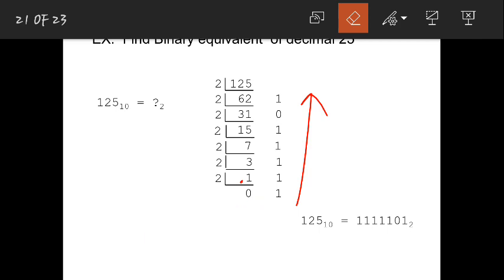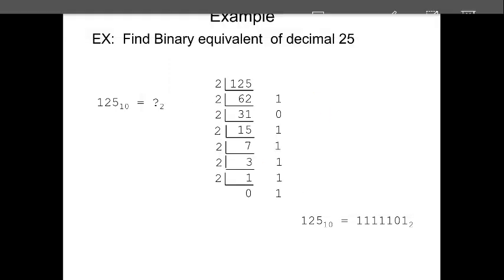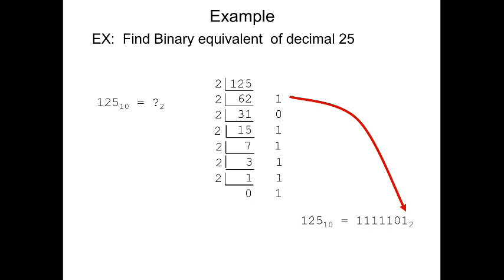So, even if you do not divide it by 2, that is fine, you can directly write the answer. That does not matter, but this is a procedure which you need to follow. So, he has written 125 is equal to, from here first he has taken this 1 as the LSB. The first remainder is the LSB. Next 0, next 1 1 1 1, in that way he has written.